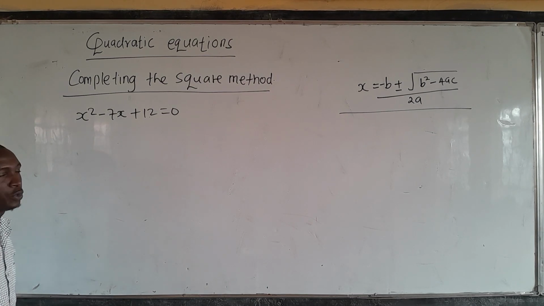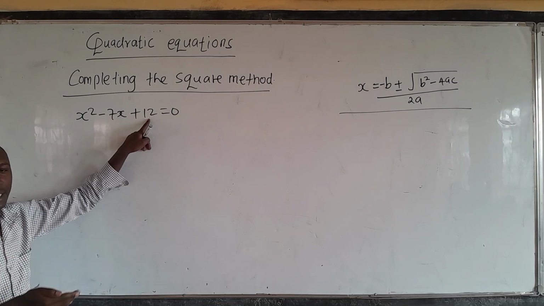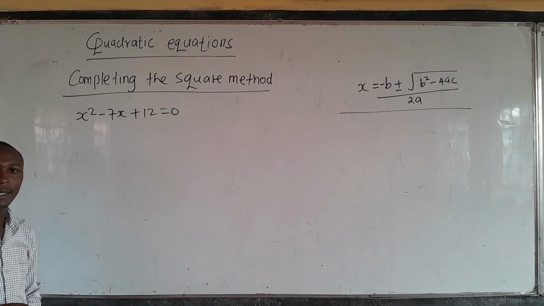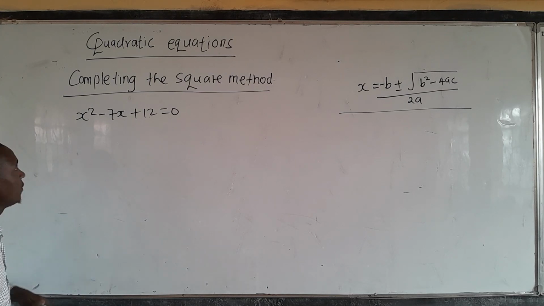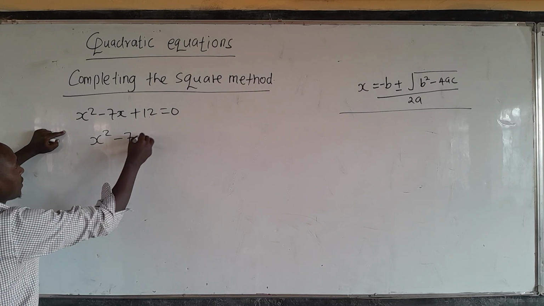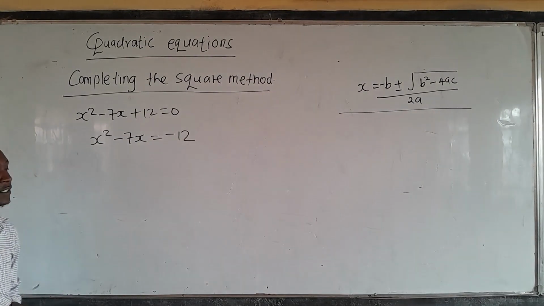The next step is to take the constants to the right hand side, while the variables, that is x squared and x, remain on the other side. That is what we want to do. That is x squared minus 7x equals negative 12. And the moment we have that, we can proceed to the next step.